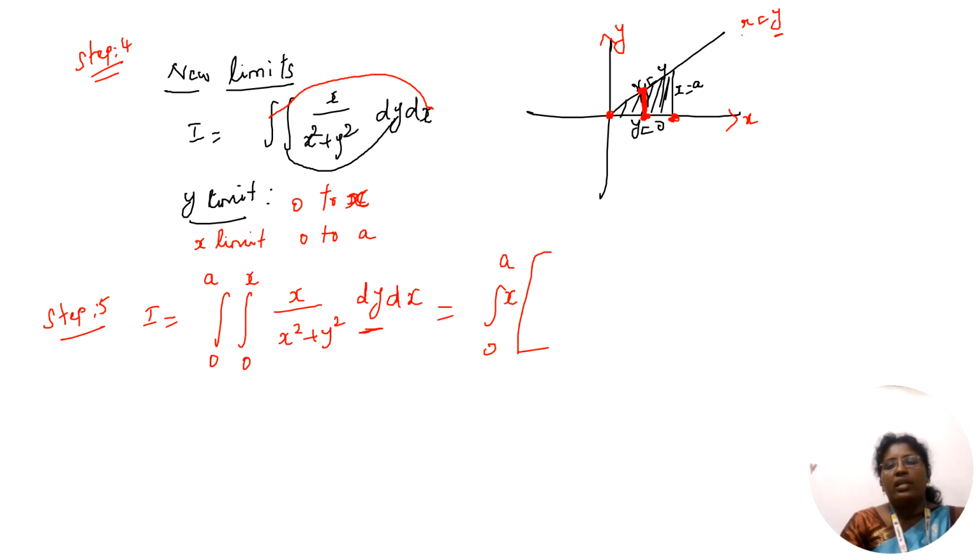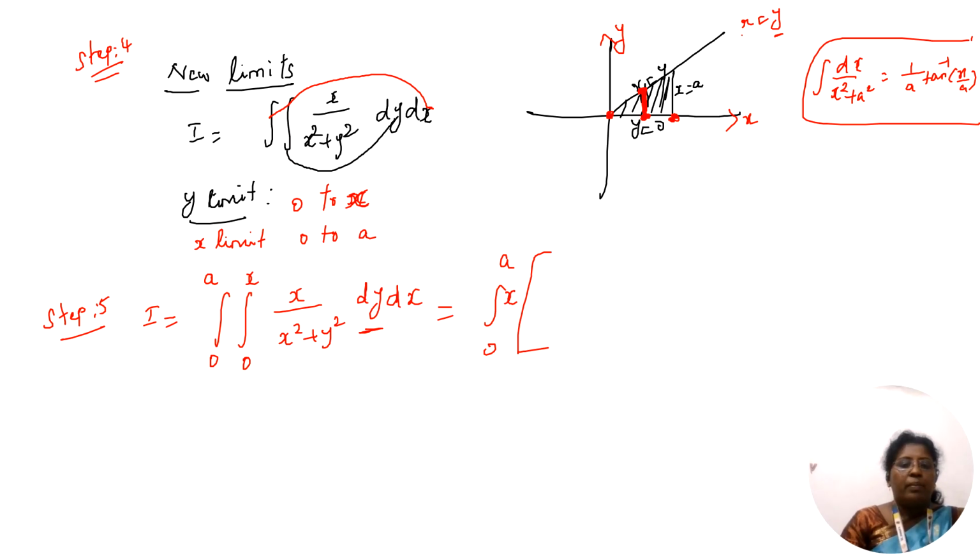Now the integration formula: integral dx by x square plus a square is equal to 1 by a tan inverse of x by a. This is the formula, and this formula only we are using here. But here, instead of x we have y, so dy by y square plus, instead of a square we have x square. This is a constant term actually.